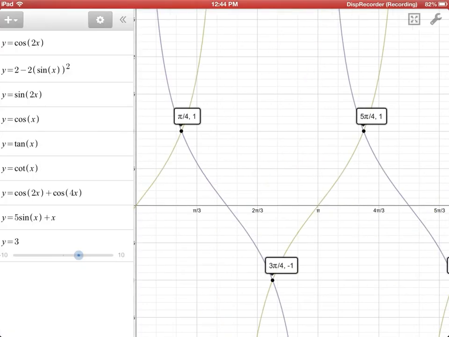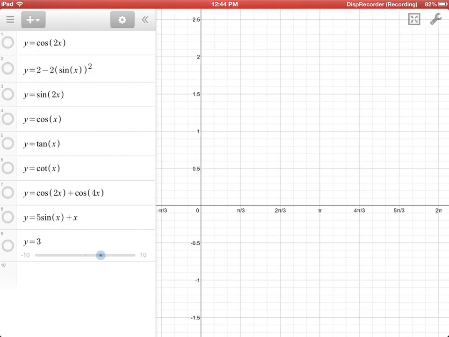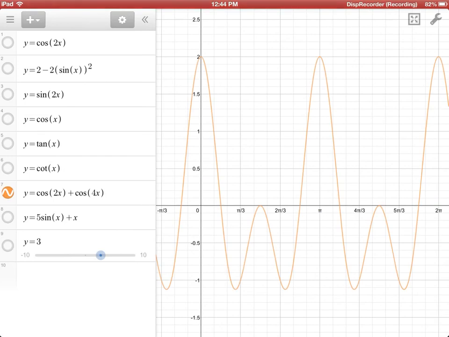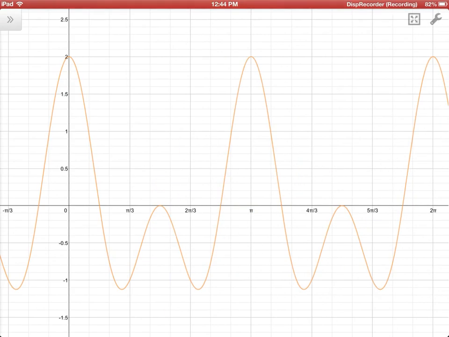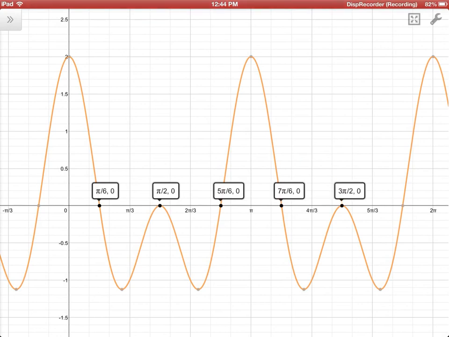Let's take a look at a graph of this. So here I just have one graph, and really, because it's equal to 0, I'm basically just looking for where it crosses the x-axis. So there's the pi over 6, there's the pi over 2, there's the 5 pi over 6, 7 pi over 6, 3 pi over 2, and finally 11 pi over 6. Those are all our answers once I get to 2 pi.